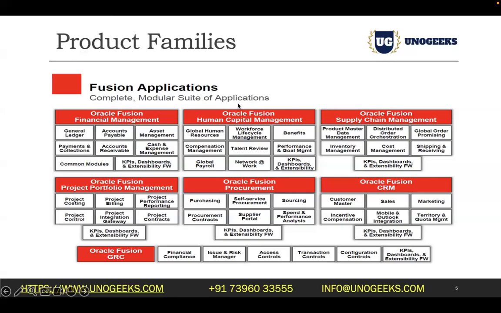Another important point is, even though clients can pick and choose what modules they want to implement within a specific product family, there is one core module that every client has to implement in a product family. There's one core module in financials, which is GL. And in the case of HCM, global HR is a core module, which means other modules are optional. But if any client has to implement HCM, they definitely have to implement global HR.